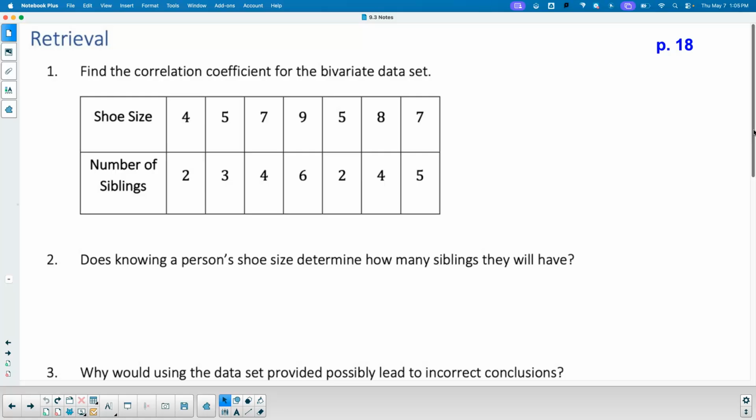So what are we going to need? We're going to find a correlation coefficient. What do we got to have? Got to have your Chromebook because you got to have Desmos. What do you want to make as the X for this one? Shoe size. And what do you want to make as the Y? Number of siblings. Does it matter?